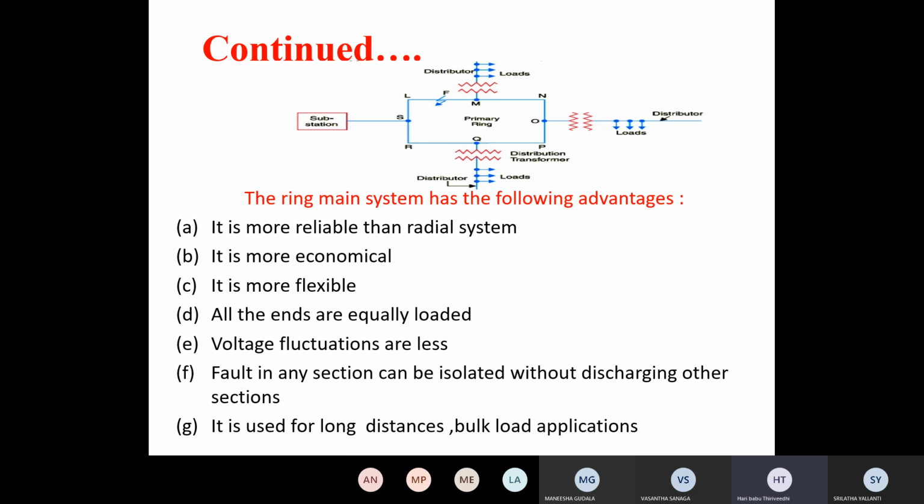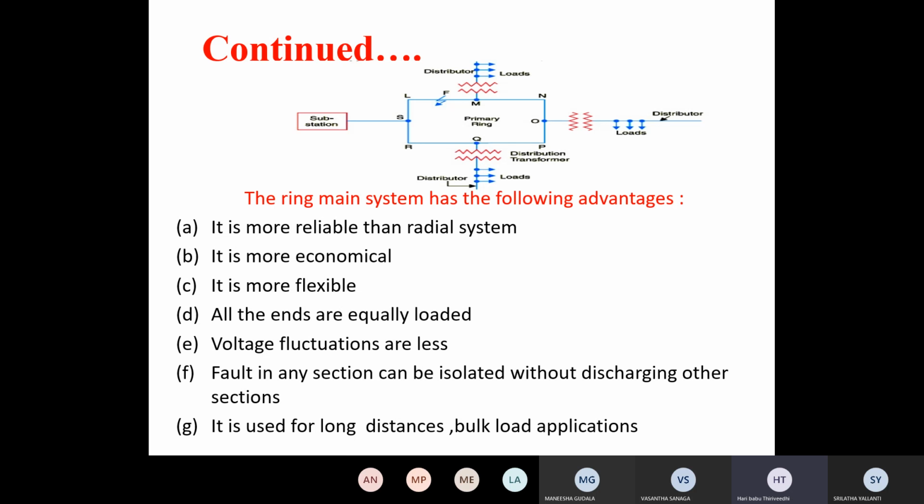So it is more reliable than the radial system. Why? Because we are providing continuity of supply, and it is economical also. Economical, why? Because we don't have to repair again and again. Next, it is more flexible than the radial system. Flexible means at one substation we are providing supply to so many consumers, but in the radial system there is a single feeder, and according to that feeder rating, consumers may be given the supply.